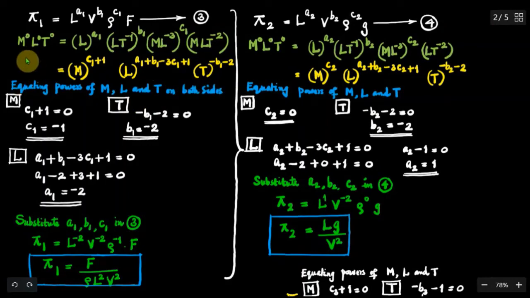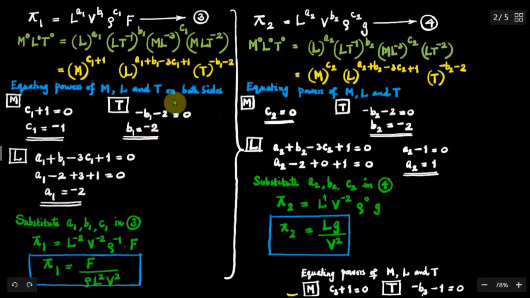On the left hand side the power of M is 0 and on the right hand side the power of M is C1 plus 1. So C1 plus 1 is equal to 0, so C1 is equal to minus 1. Now equating the powers of T in the first pi term: on the left hand side it is 0 and on the right hand side we have minus B1 minus 2. So minus B1 minus 2 is equal to 0, B1 is equal to minus 2.